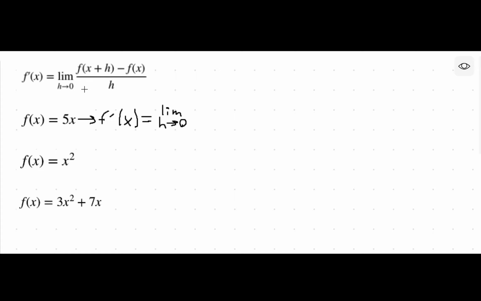Then the first thing we want to do is find f of x plus h. In order to find that, we take the function, and anywhere we see an x, we replace it with x plus h. So for the function 5x, we just replace the x with x plus h. That means for f of x plus h, we're going to have 5 times the quantity of x plus h.